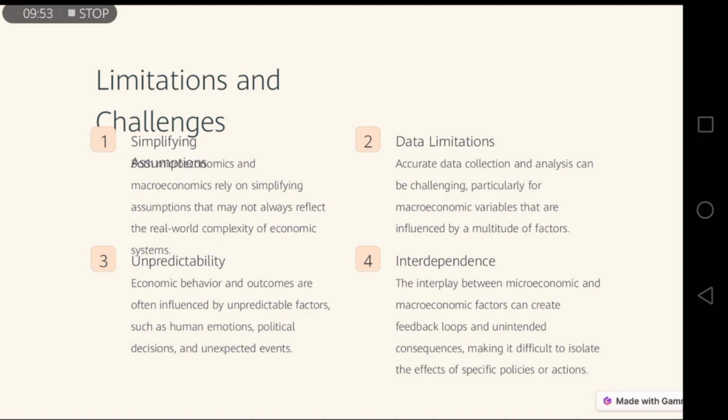Third one is unpredictability. Economic behavior and outcomes are often influenced by unpredictable factors such as human emotion, political decisions, and unexpected events. There can be a disaster, there can be a disease, there can be a famine or anything like that, that can influence economic decisions, and the economic findings may not be accurate at that time. Fourth one is interdependence. The interplay between microeconomic and macroeconomic factors can create feedback loops and unintended consequences, making it difficult to isolate the effects of specific policies or actions.